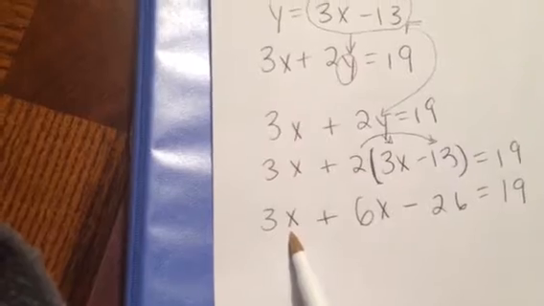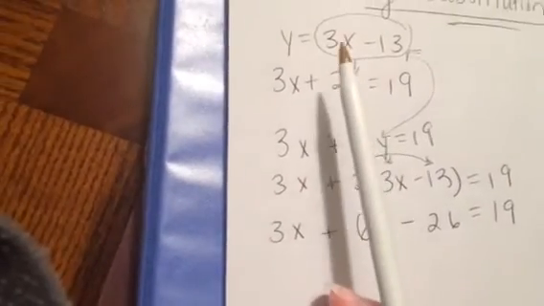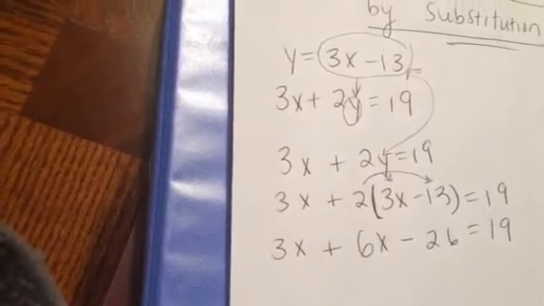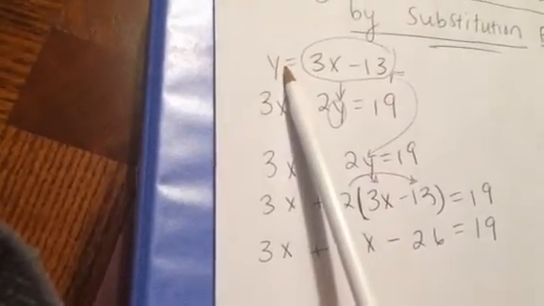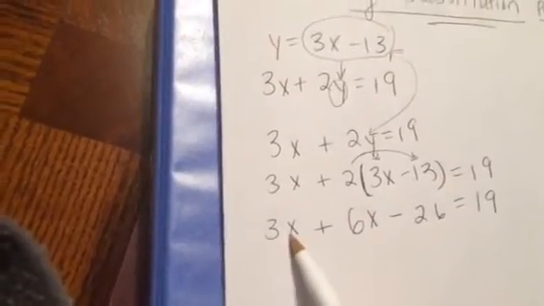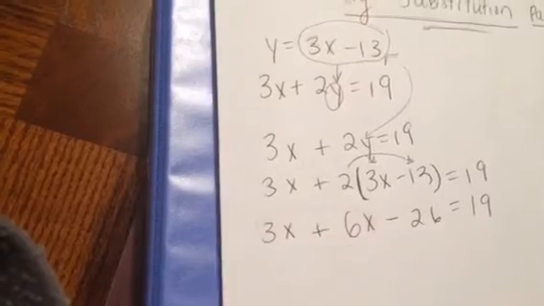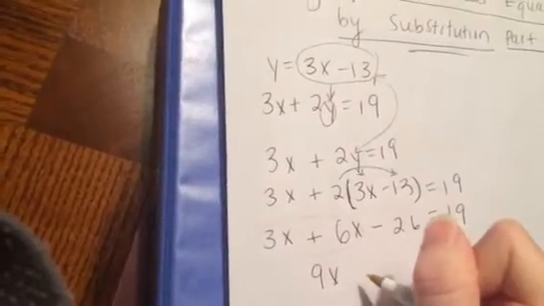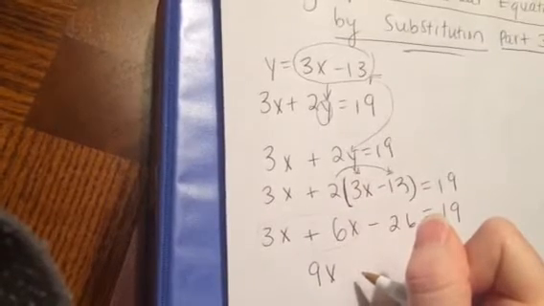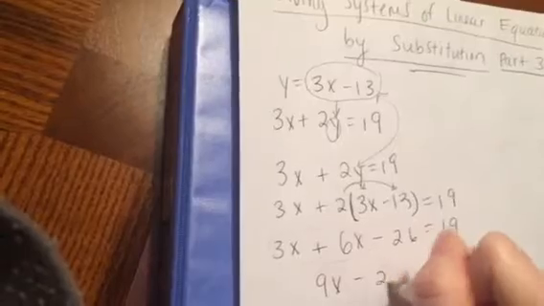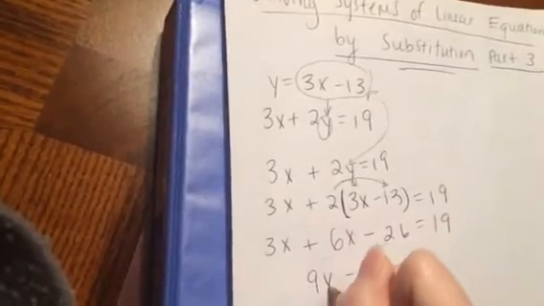All right, we're not finished solving yet, right? We're looking for x now. We already know what y is up there. We plugged in for y. Now, we don't know the numerical value of y yet, but down here, we're looking for x. We can further simplify. We can combine these like terms here. 3x plus 6x is 9x, minus 26 equals 19.